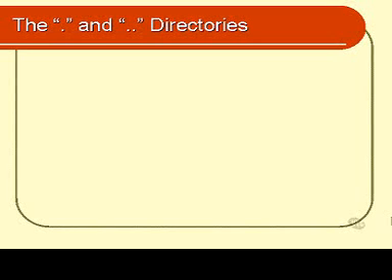There are two very special hidden entities. One's just called dot and the other one's called dot dot. What are they? What are they for? You'll find them in absolutely every directory that you ever see.